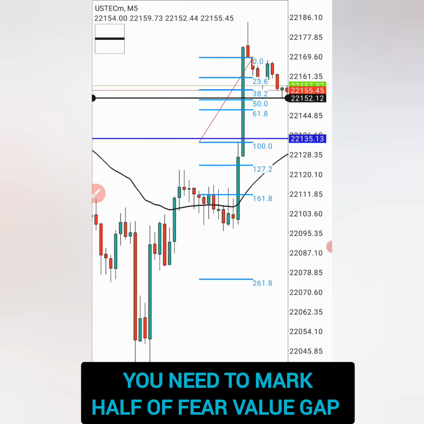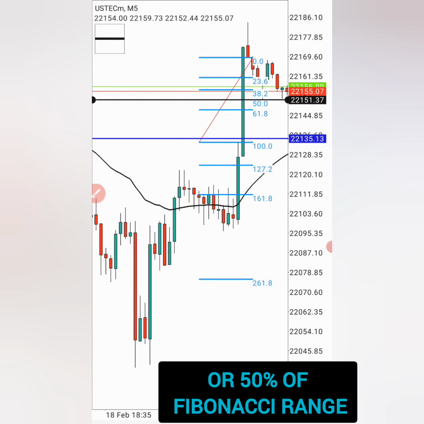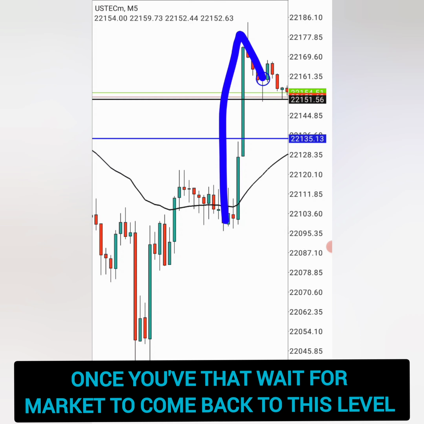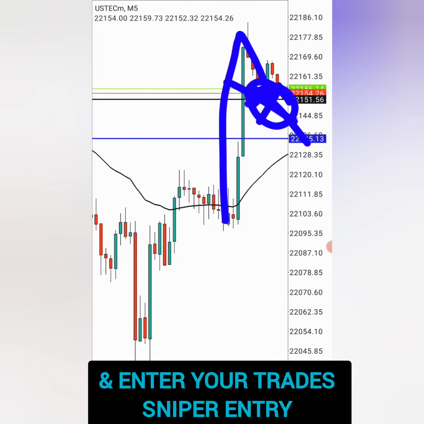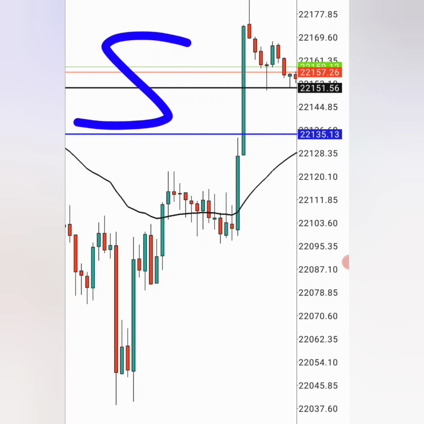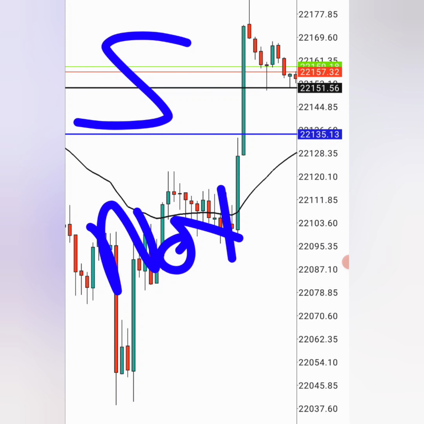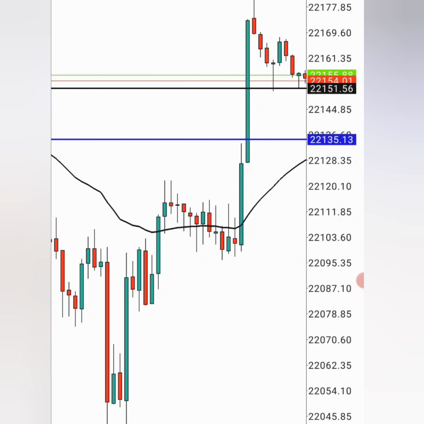So now you need to mark half of this fair value gap, or 50% of this Fibonacci range. Once you have that, you wait for the market to come back to this level, and then you enter your trades. Sniper entries. With a $5 account, you can enter as many trades as you want until the broker says not enough money, depending on the broker that you are using.